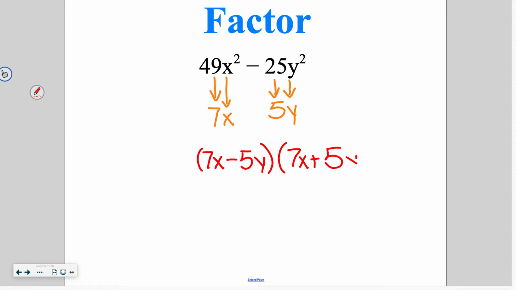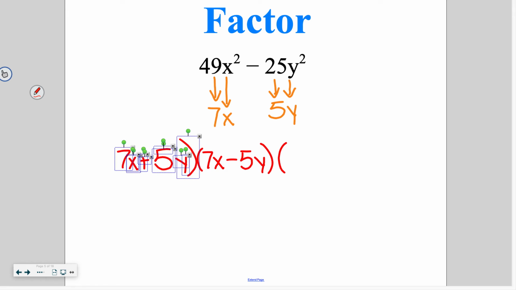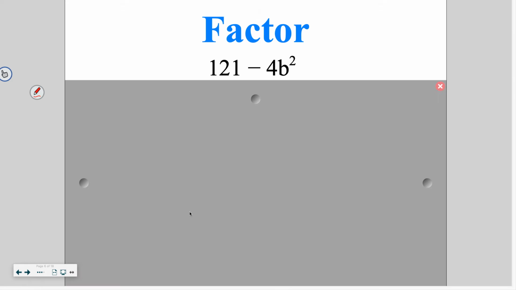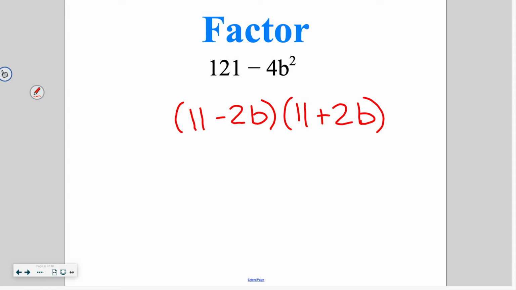So we take it, one is positive, one is negative. You could take this positive term and put it in the front if we wanted to, or you can leave it in the back as I had it written. It doesn't matter the order of the positives and the negatives. Go ahead and try this one on your own. Again, you can square root the front, you can square root the back. They're being separated by subtraction, so we have one minus and one plus.